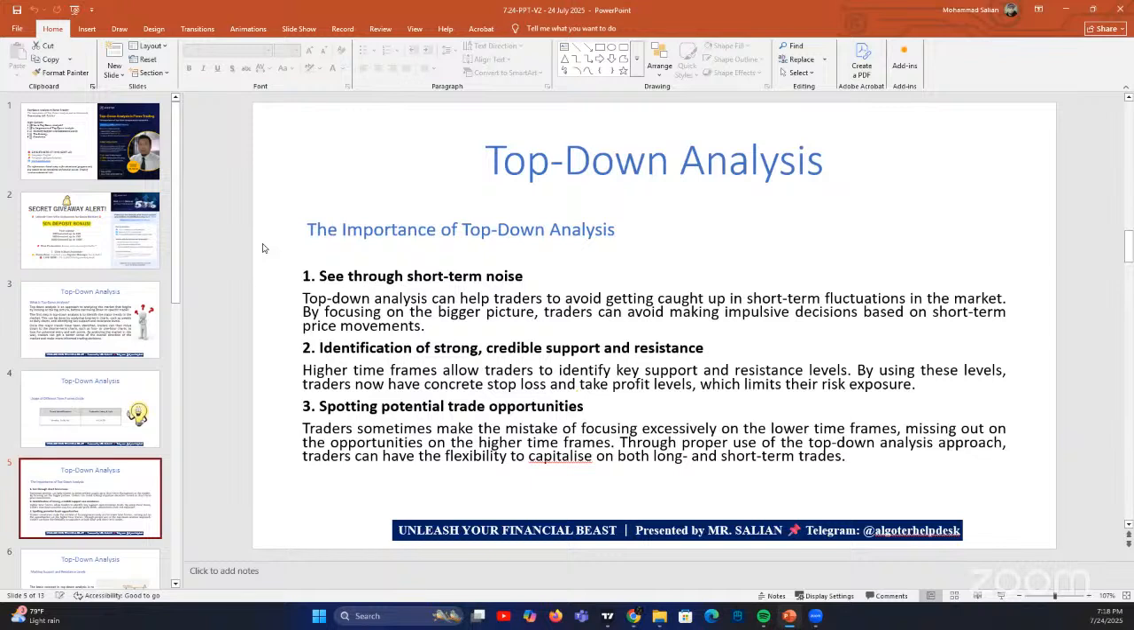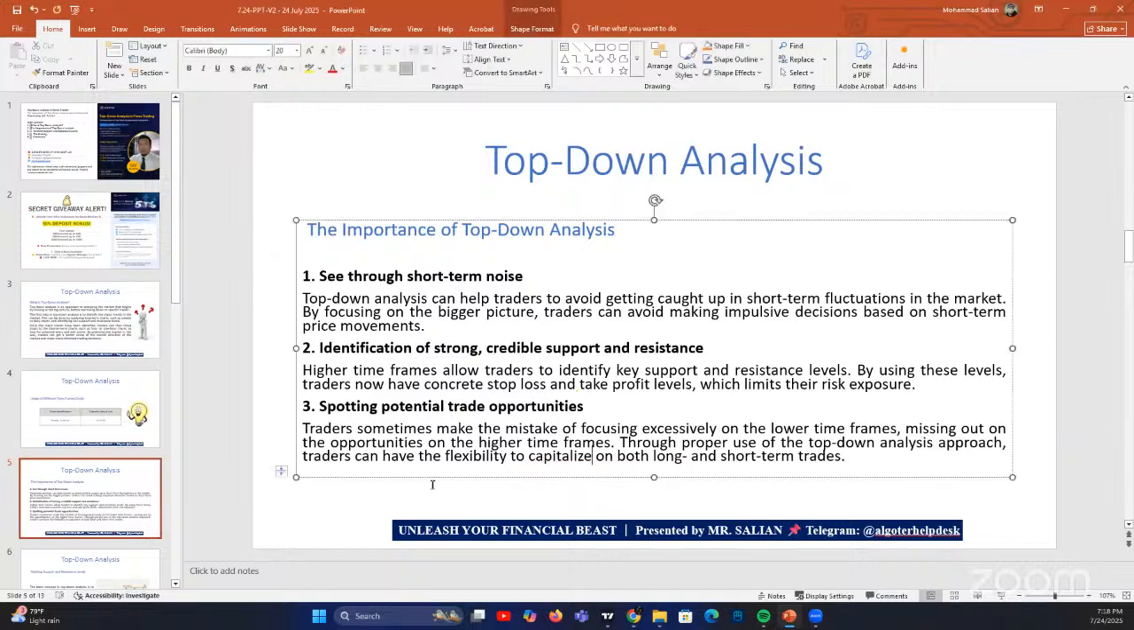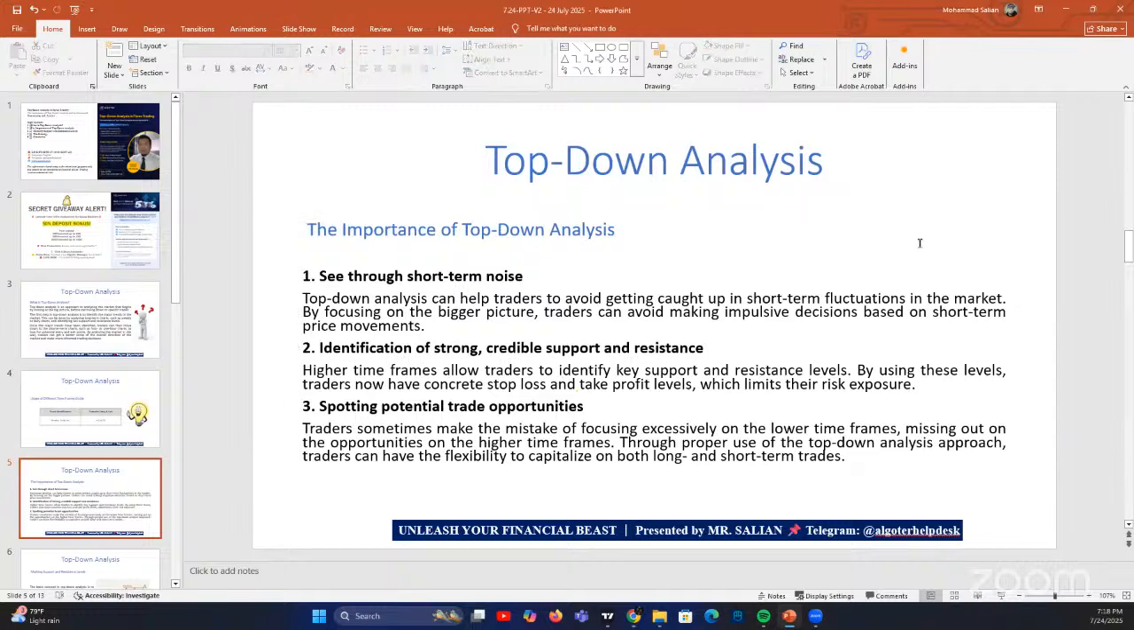Number three, spotting potential trade opportunities. Traders sometimes make the mistake of focusing excessively on the lower time frames. Yes, because higher time frames take too long. The 1 hour, the 4 hour candle is too much for you to see and to wait, so you miss out on the opportunity on the higher time frame. Through proper use of the top-down analysis approach, traders can have the flexibility to capitalize on both long and short-term trades. Okay, my friends, I hope you get this idea here, the importance of top-down analysis in trading.